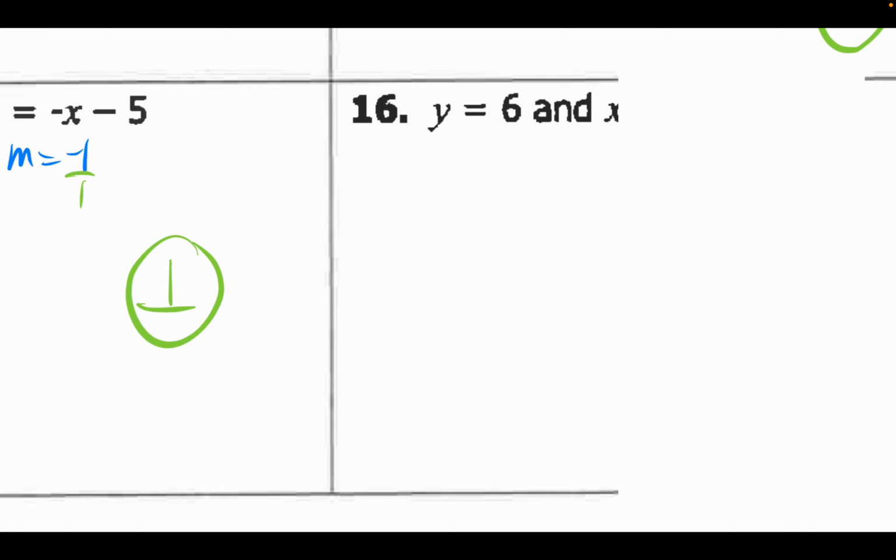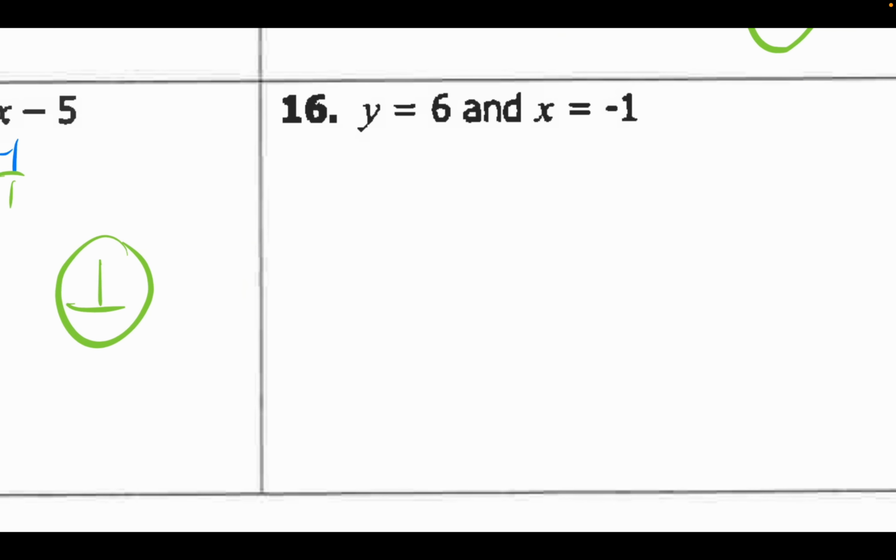Now we have number 16, and so here, y equals 6. We've got to remember that this is simply 0x plus 6, but also remembering that y equals 6 is really a horizontal line, which means it has a slope of 0. x equals negative 1. No tricks here to find the slope except for just knowing that x equals a number is a vertical line, and thus has an undefined slope. And as we mentioned before, vertical and horizontal lines, or slopes of 0 and slopes of undefined, are opposite reciprocals of each other, and thus the lines are perpendicular.